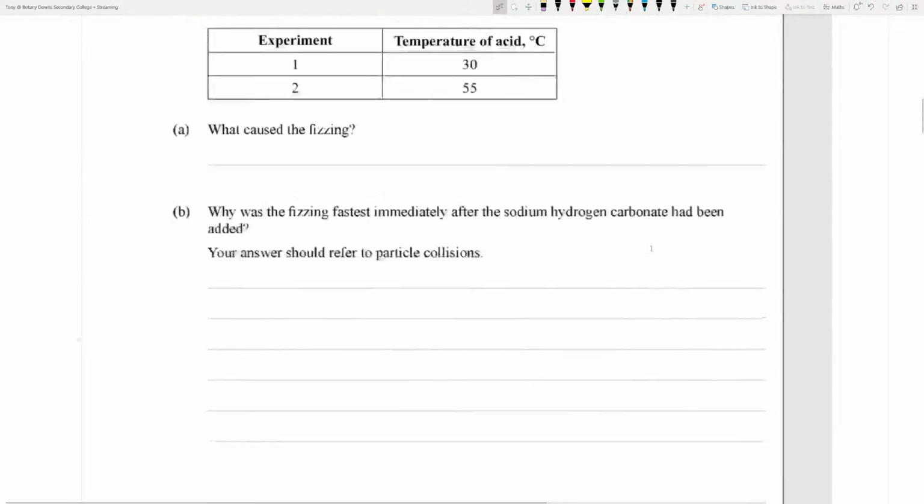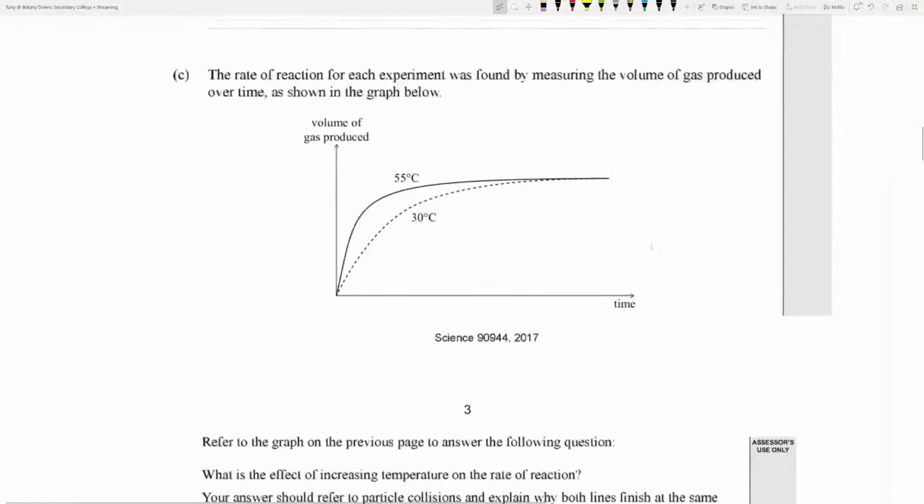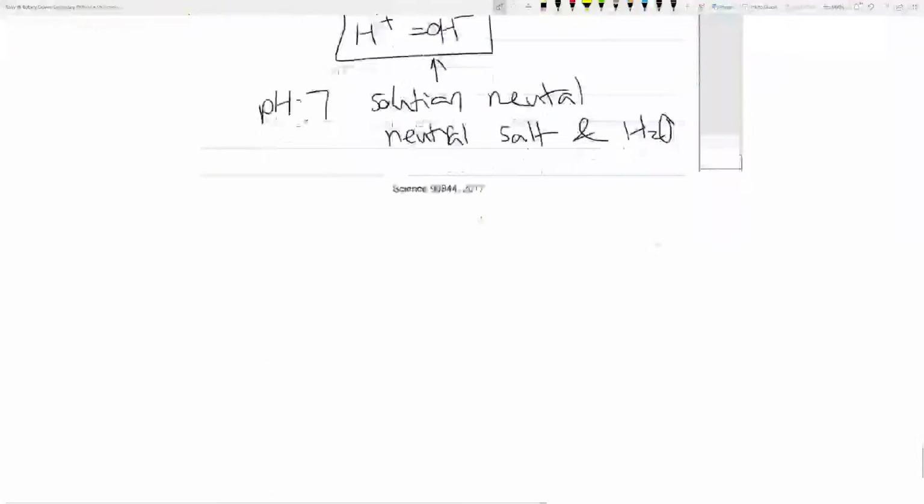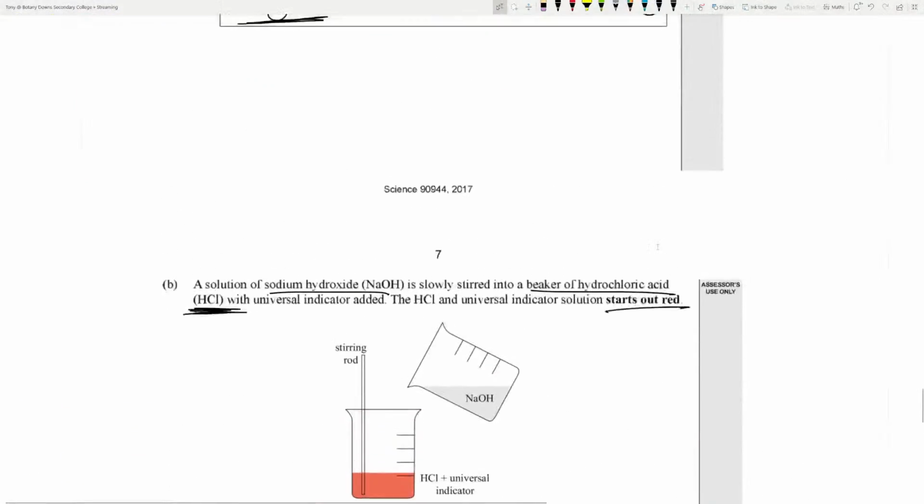So there's another one. Are there any more that I need to do for the acids and bases part? I think that's pretty much it. I'm just doing a quick browse. I've done this, done this, done this. I think that's the end of the question.